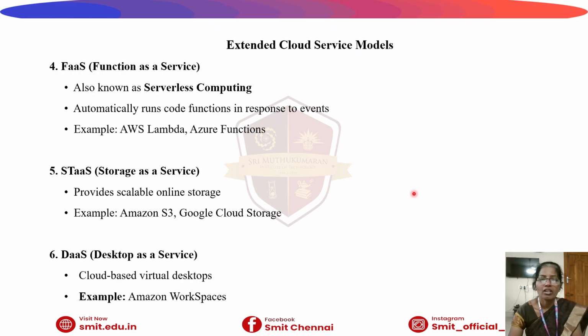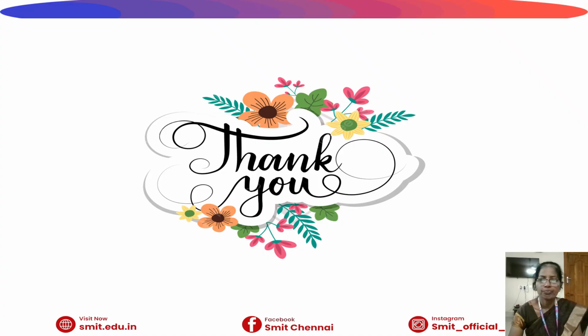Extended cloud service models. Function as a Service, also known as serverless computing, automatically runs code functions in response to events. Examples: AWS Lambda, Azure Functions. The next one, Storage as a Service. It provides scalable online storage. Examples: Amazon S3, Google Cloud Storage. The next one, Desktop as a Service. Desktop as a Service is a cloud-based virtual desktop. Example: Amazon WorkSpaces. Thank you.